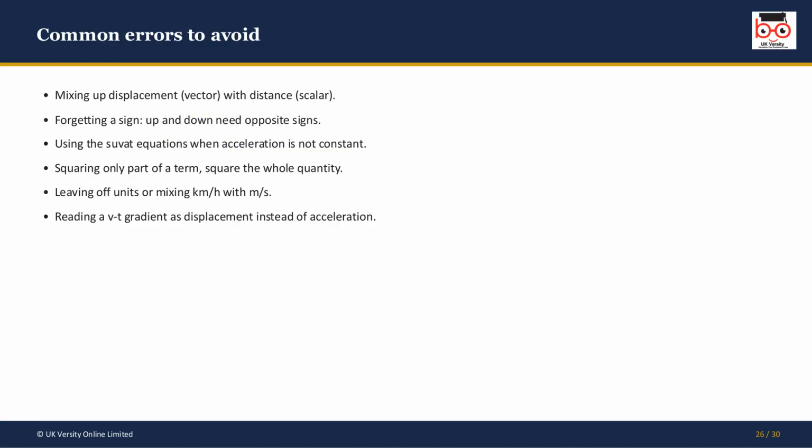Let's head off some common slips. Don't confuse displacement, which is a vector, with distance, which is a scalar. Watch your signs because up and down need opposite ones. Never use the SUVAT equations when the acceleration isn't constant. When you square a term, square the whole thing, not just part of it. Keep your units in and don't mix kilometers per hour with meters per second. And remember, on a velocity time graph, the gradient is acceleration, not displacement.